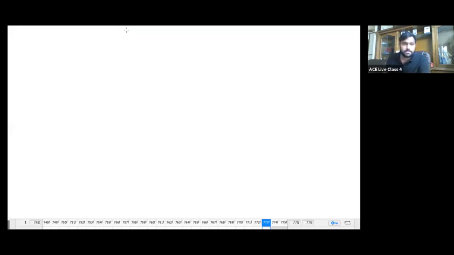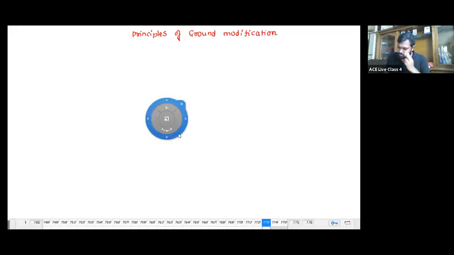Now let's come to this chapter. I will include the geosynthetics in the principles of ground modification techniques only. So coming to this chapter: principles of ground modification techniques.